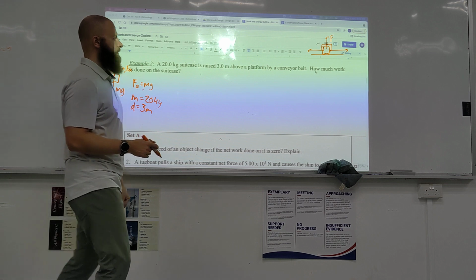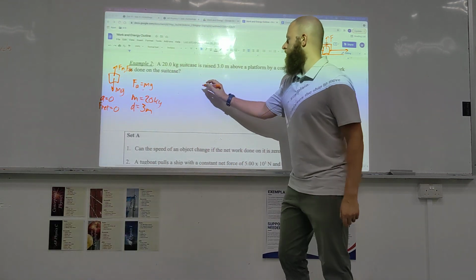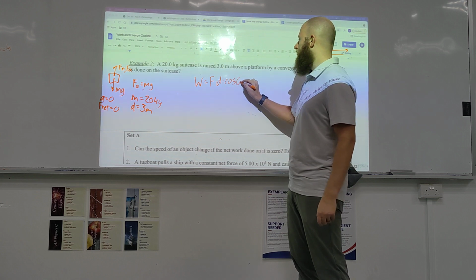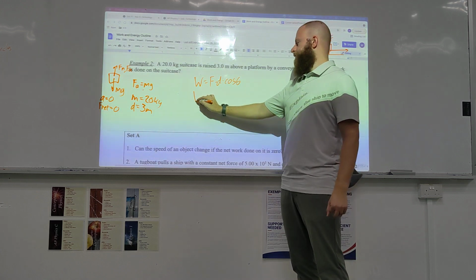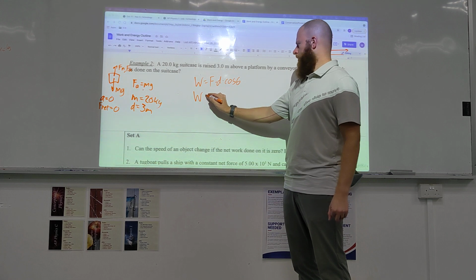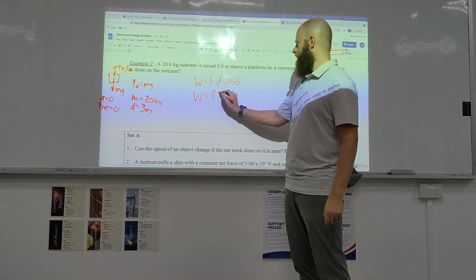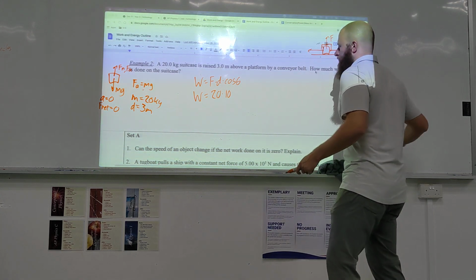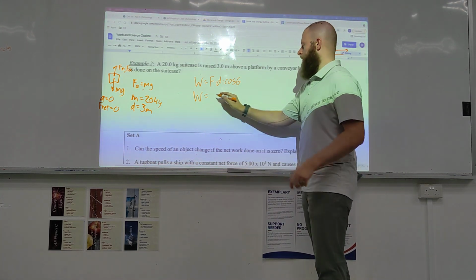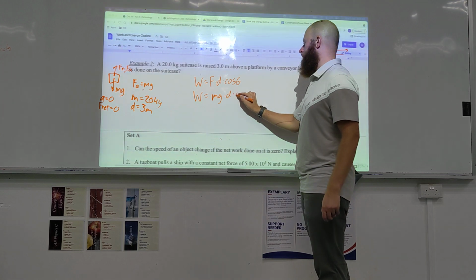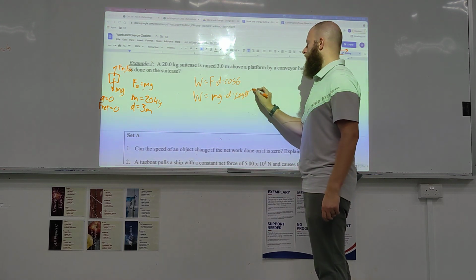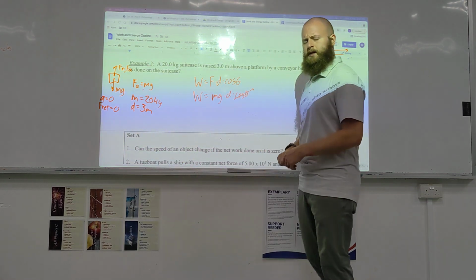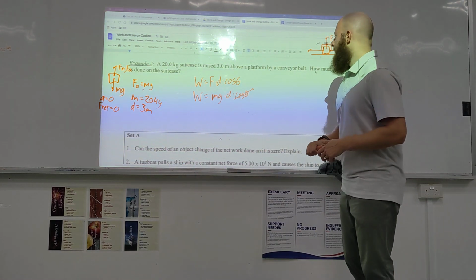Okay, so let's go ahead, and our work is equal to F times d times cosine theta. So the work is equal to 20 times 10, so that's my mg here. I'll actually write that out. mg d cosine theta. So this part I don't need, because I'm only looking at the part that's in the y direction. So I can actually explain that a little bit better.